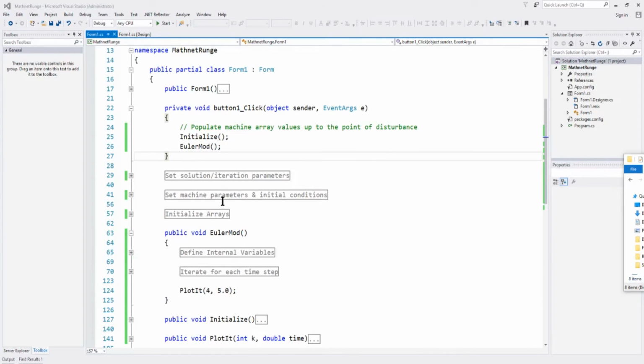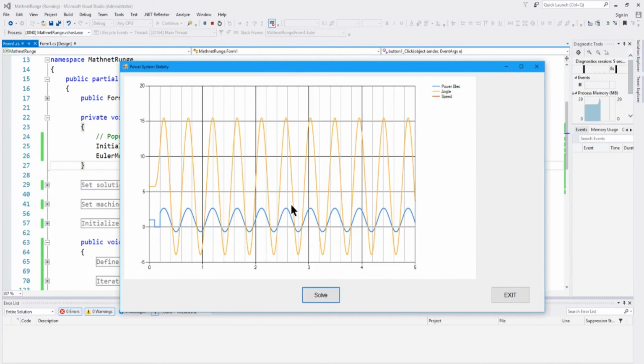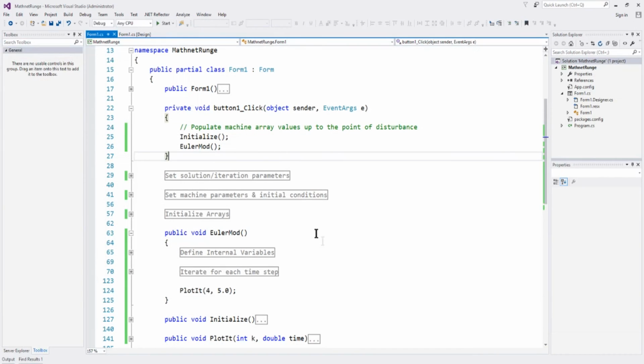Okay, so using that design, let's write a C# application to simulate the single machine. Now, I showed you before, I've got an application here, a single chart, 2 buttons, and I press solve, and it basically just applies a 3-phase fault on the machine for 1/10 of a second and clears it, and the electrical power oscillates and the angle oscillates.